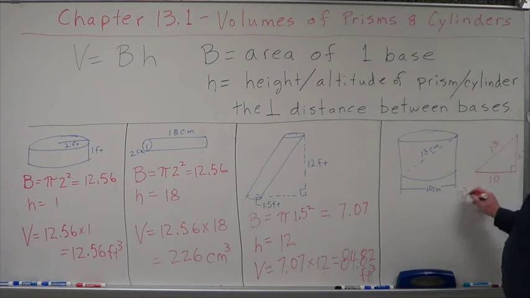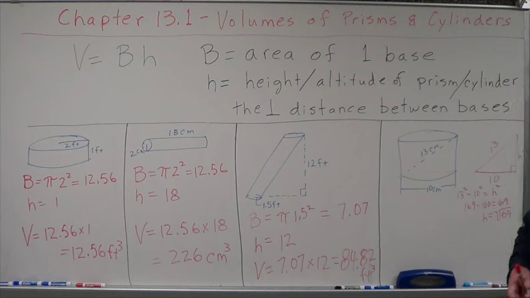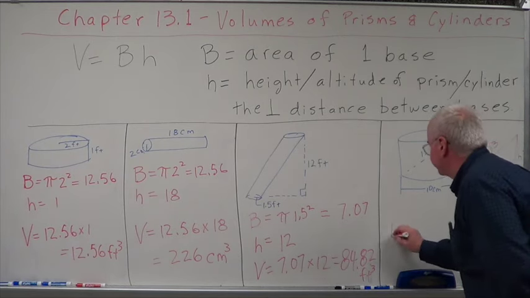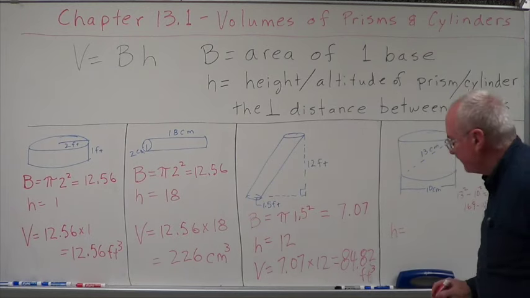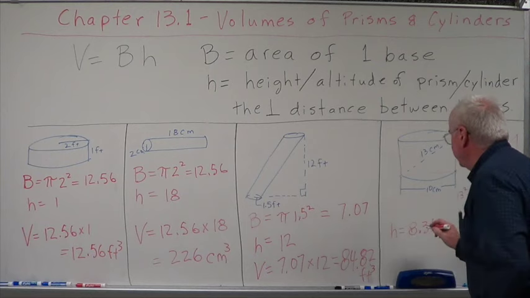Well, 13 squared minus 10 squared equals h squared. So 169 minus 100 equals 69. So h equals the square root of 69. So let's find out what that is. So h equals 8.31, a little less than that.